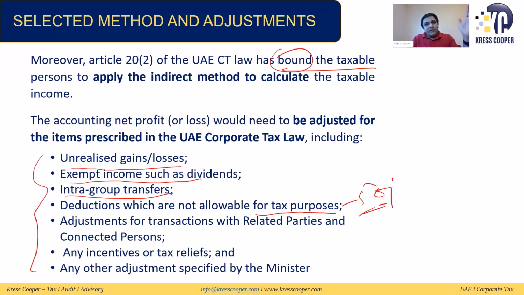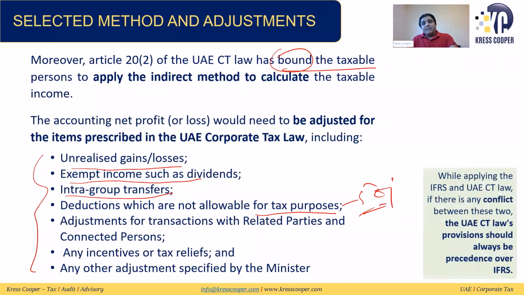So what we have discussed: apply the indirect method, make these adjustments, and arrive at the taxable income. This is one very important thing while applying the IFRS and the UAE CT law.